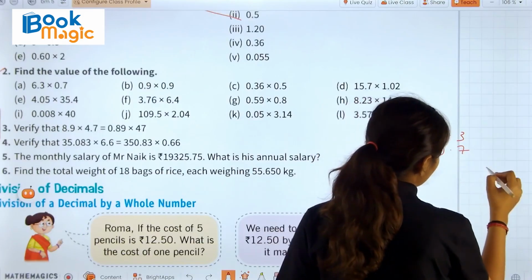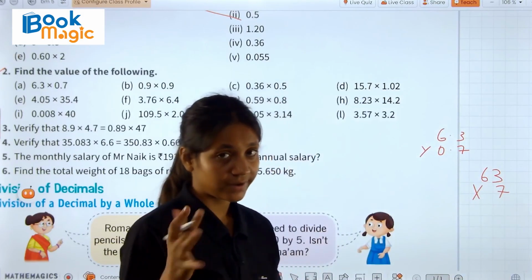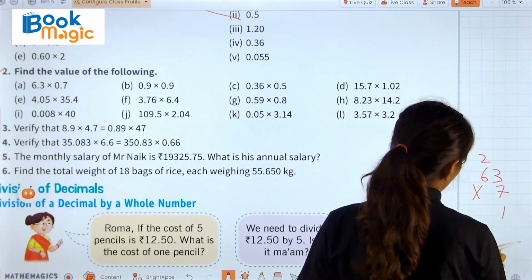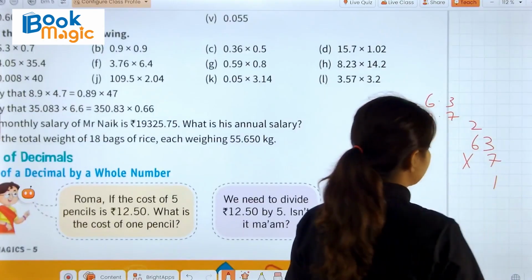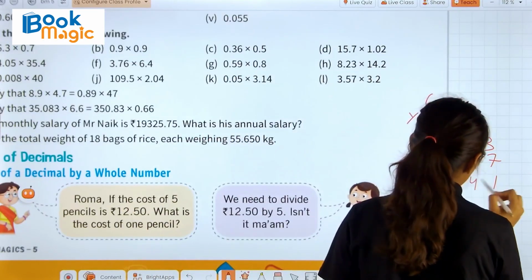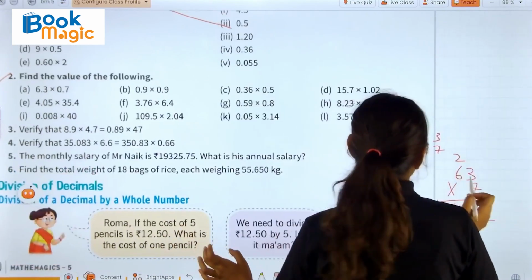So we have to write here 63 and 7. We are supposing that we are not having a decimal. Now 7 threes are 21. Okay. And 6 6s are 36. 6 7s are 42. Plus 2 is 44. So the answer is 441.